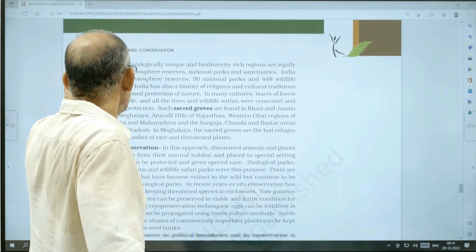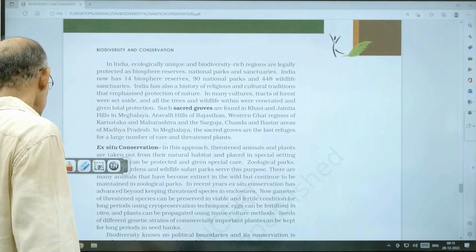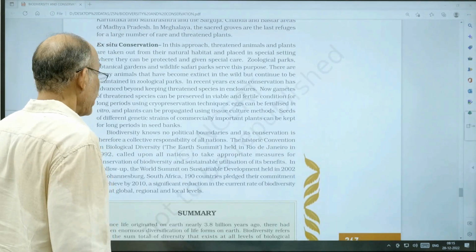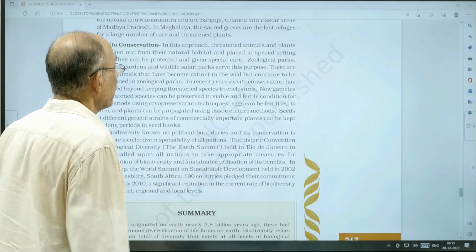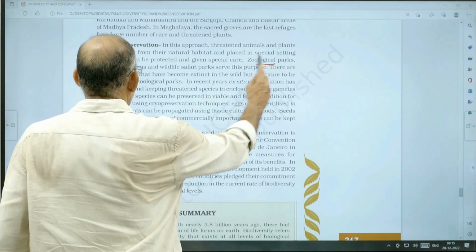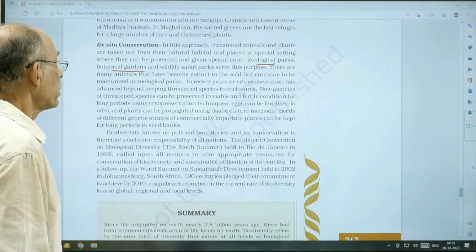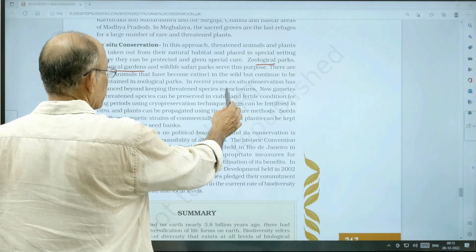Ex situ conservation means the plant or animal is taken outside and protected in special conditions, like zoological parks or botanical gardens. That is the ex situ conservation condition.